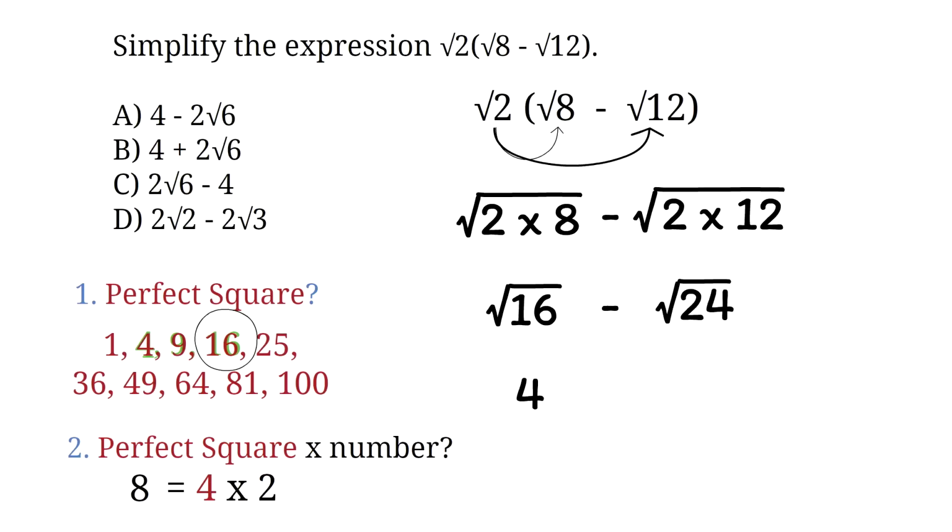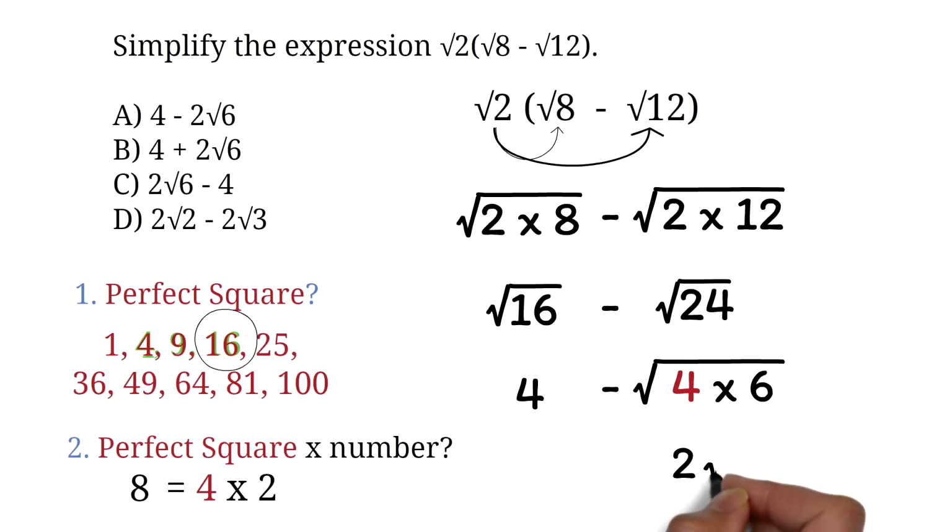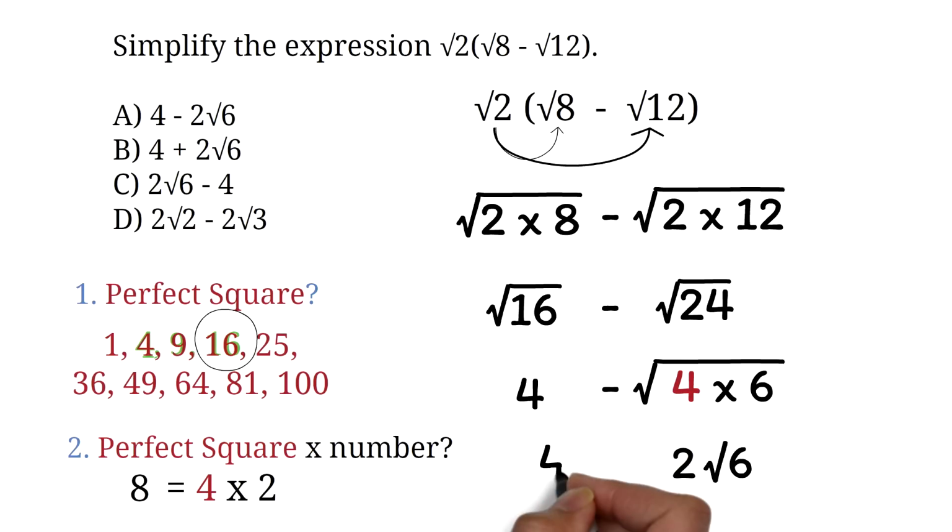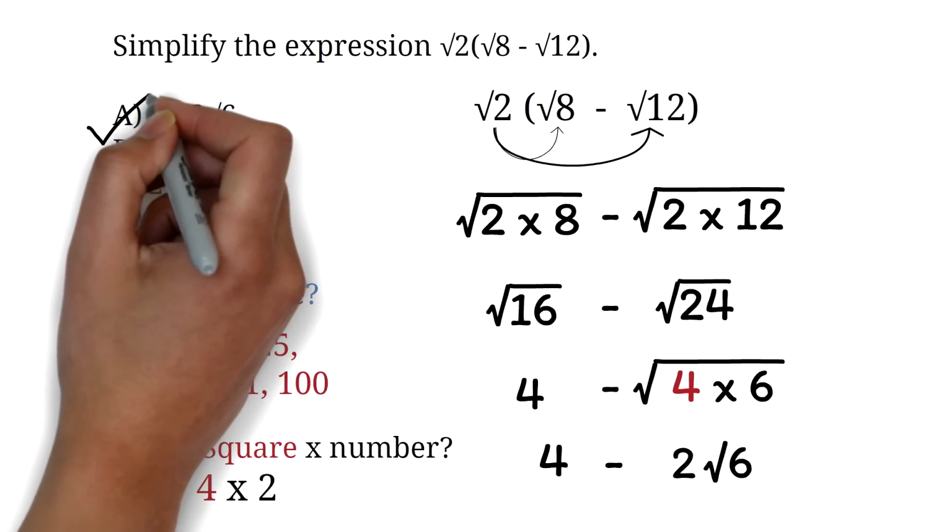For the root 24, we can see that it is not a perfect square. We find out if we can write it as a perfect square times another number. 24 can be written as the perfect square 4 times 6. We can find the square root of the 4. 2 times 2 is 4. So square root of 4 is 2. Since we did not find the square root of the 6, it will remain under the root sign. So we have 2 times root 6. Our final answer is therefore 4 minus 2 times square root of 6. The correct answer is therefore option A.